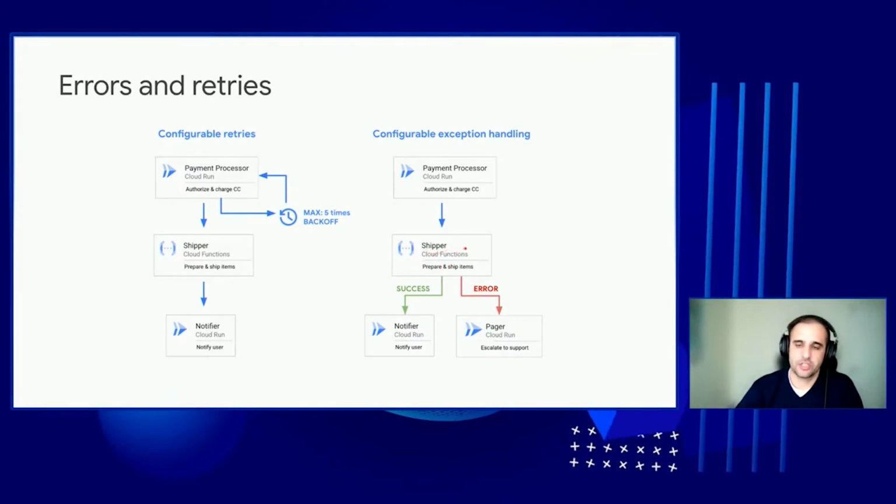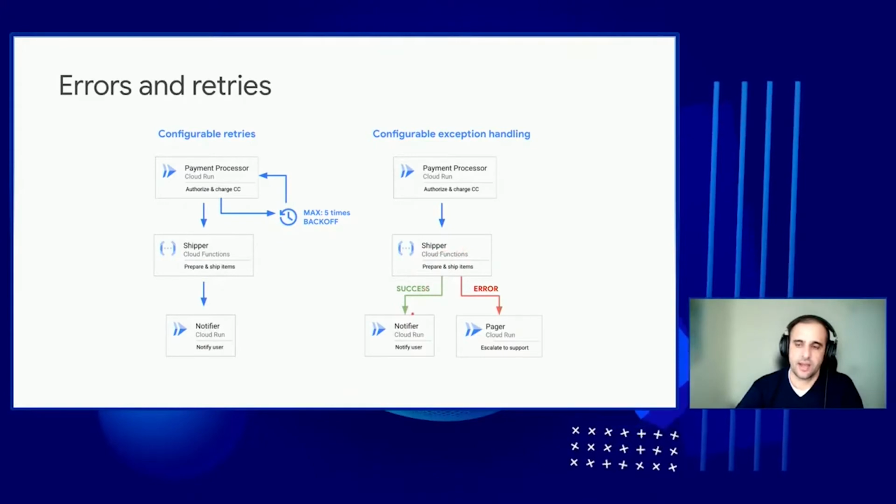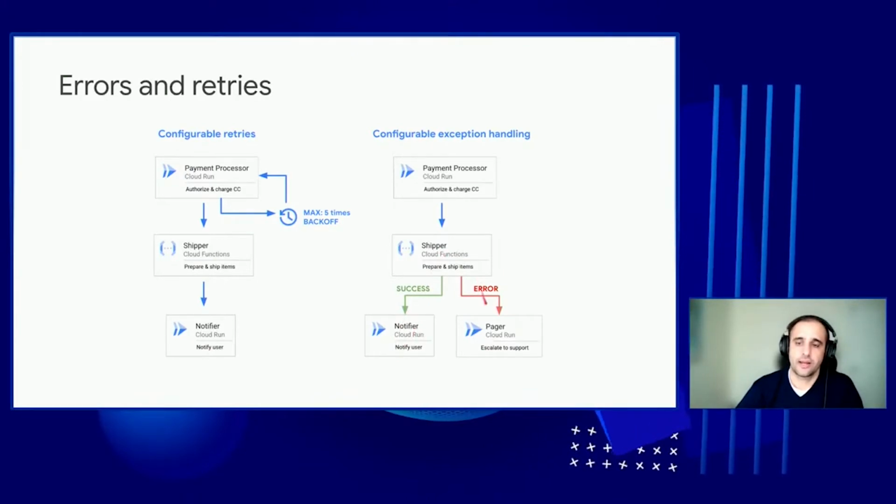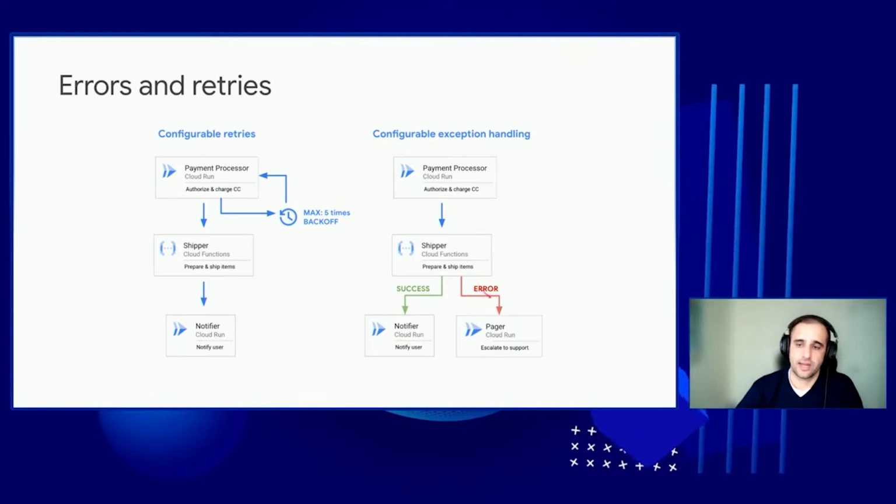So you call the shipper function that returns a success or error code, HTTP. You want to branch to a different service, or if it's an error kind of code, you want to branch into another service. So that kind of stuff can be part of your orchestration.